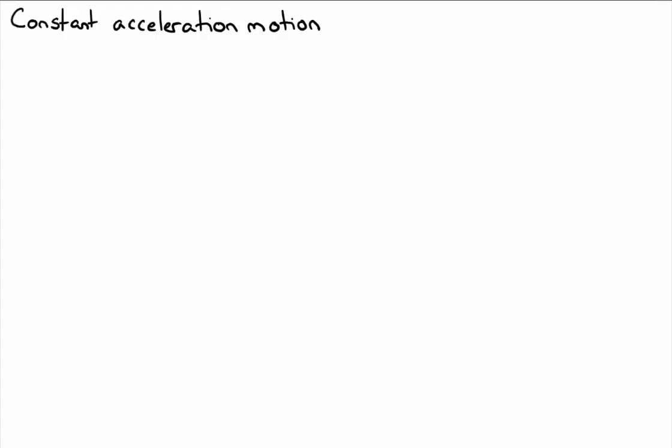Constant acceleration motion. We've talked before about motion that has a constant velocity. So when you're traveling at a constant velocity, your velocity is unchanging, so every second you're covering the same distance or displacement. Acceleration is the rate of change of velocity, and there is an equation there, delta V over delta T.